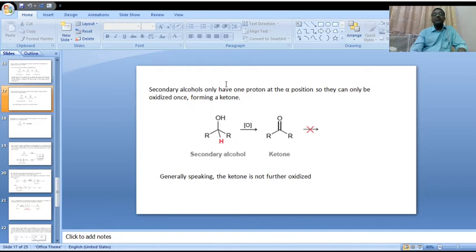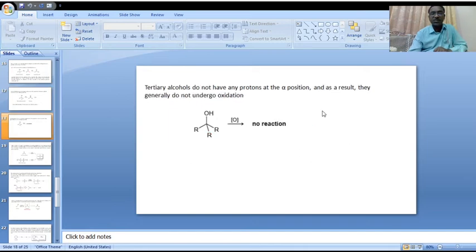Here, this ketone is not further oxidized. This is about secondary alcohols. These secondary alcohols contain only one hydrogen, so they undergo oxidation only once. Now we'll go to tertiary alcohols. Here please observe.